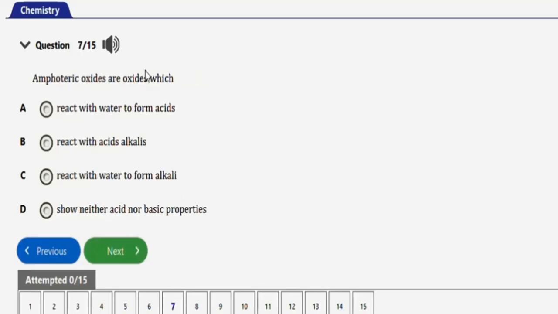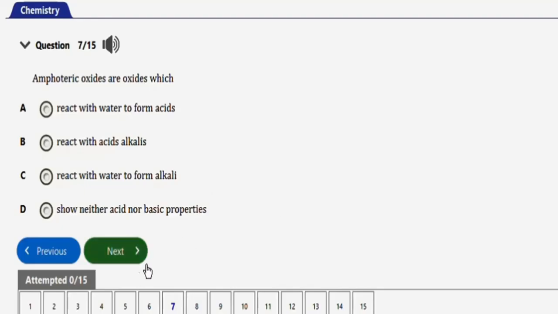The next question says amphoteric oxides are oxides which react with water to form acid, no. Reacts with acids and alkalis. React with water to form alkali, no. Show neither acid nor basic properties, no. So it's not neither, it has to show both. The closest answer to this question is option B, reacts with acids and alkalis. They react with both acid and base to form salt and water only. Right option is option B.